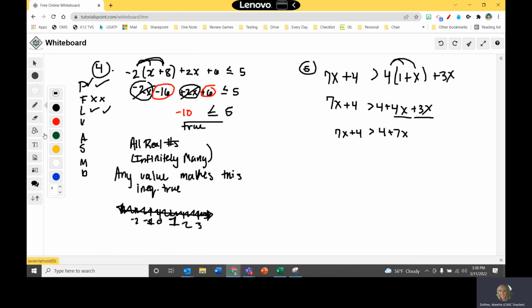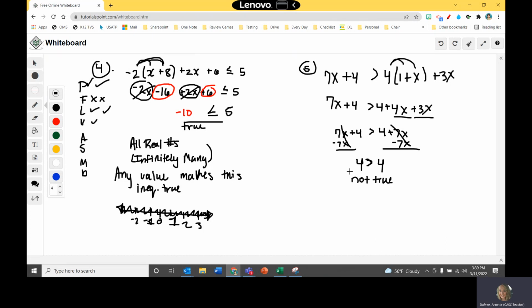So right now, some of you guys might be noticing something happening here. There are variables on both sides. There's a 7x and a 7x. So I'm going to subtract that from each side. I'm left with 4 is greater than 4. My variables canceled here, and what's left is 4 is greater than 4. 4 is not greater than 4. 4 is equal to 4, but that's not what this inequality says. It says 4 is greater than 4. That's not true.